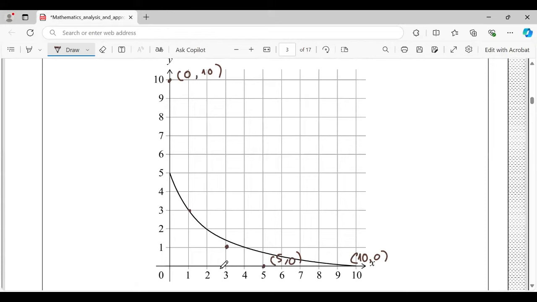And (4, 1) would be (1, 4) here. And after that, we can create the graph. The graph would be like this. That's the graph.